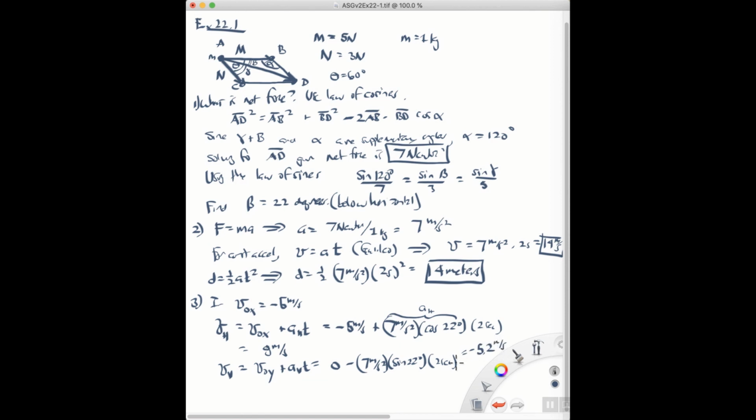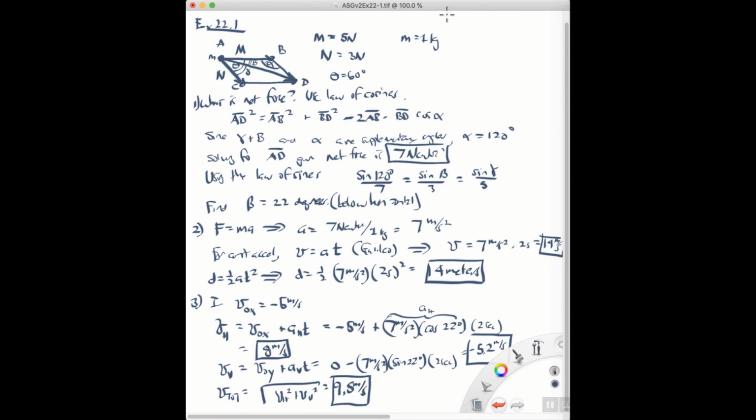per second. And so now we can find the total velocity using the Pythagorean theorem: the square root of horizontal velocity squared plus vertical velocity squared. Let me go ahead and do this calculation. If we plug in our numbers, we get 9.5 meters per second. So the vertical component of the velocity is -5.2 meters per second, the horizontal component is 8 meters per second, and the total velocity is 9.5 meters per second.